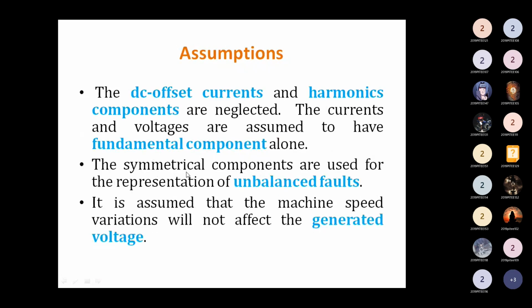Assumptions. The following assumptions have to be made in your swing equation. The DC offset currents and the harmonic components are neglected. The currents and voltages should have the fundamental component alone. DC offset current is an irregular current pattern evolved in your short circuit analysis. It is not symmetrical, it is asymmetrical. That current should be neglected, and the harmonic components are neglected.